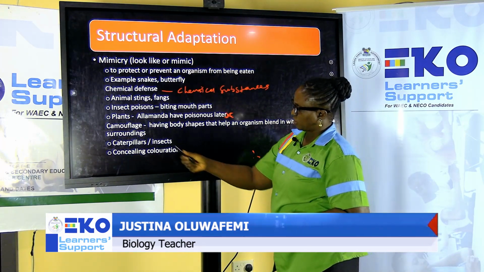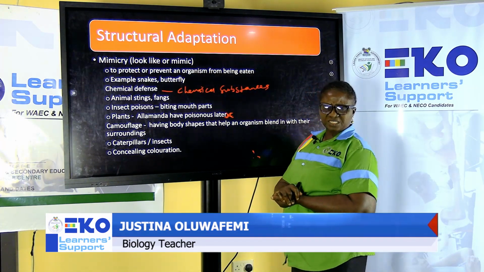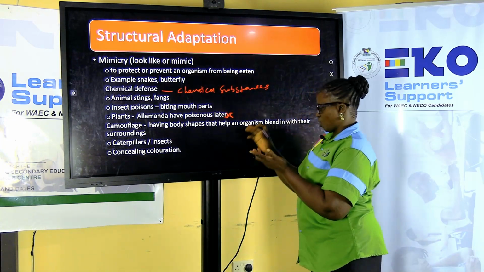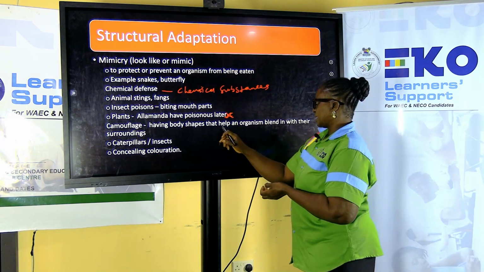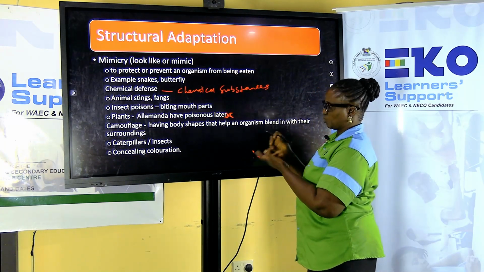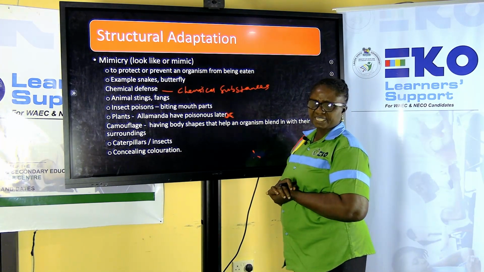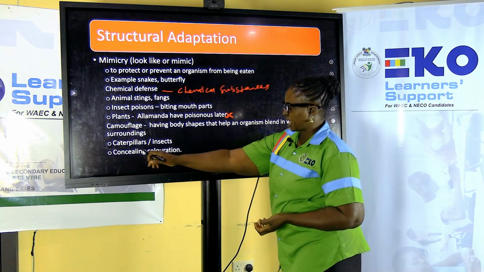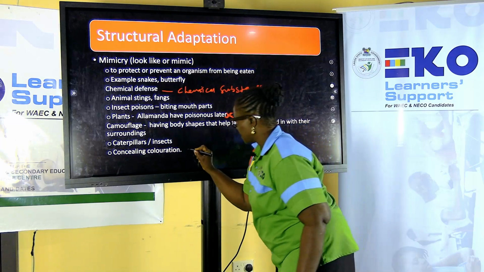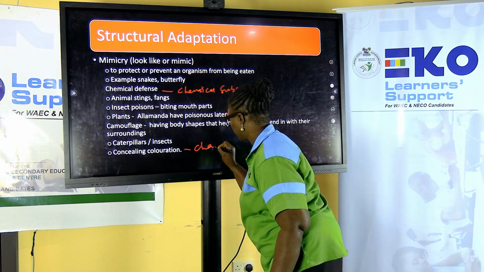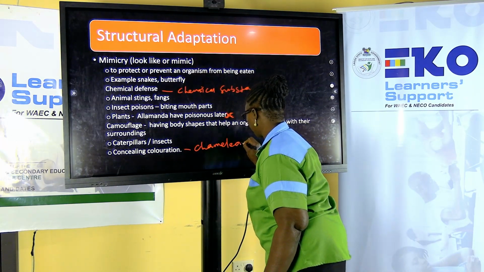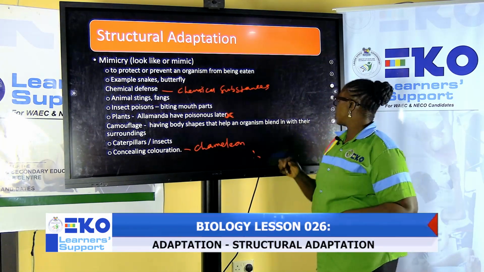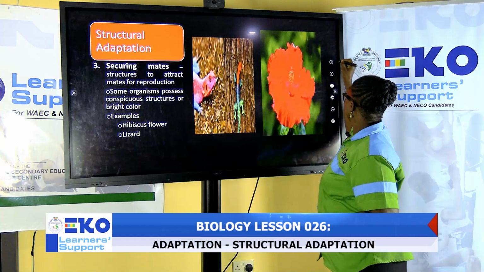Some other organisms, what do they have? Camouflage. And what is this concept of camouflage? I mentioned it earlier on. They have a body shape or color that makes them blend with their surroundings. This can easily be seen in caterpillars, which is a developmental stage of an insect. Then we have some concealing coloration. Here I will write chameleon. Chameleon has the ability to pick up the color that prevails in its environment.